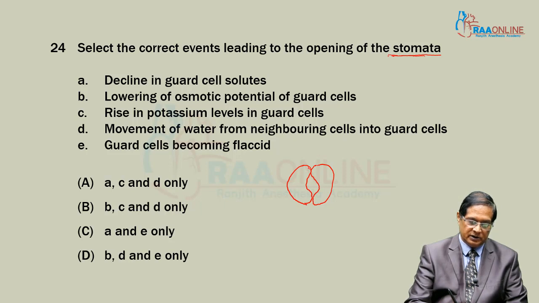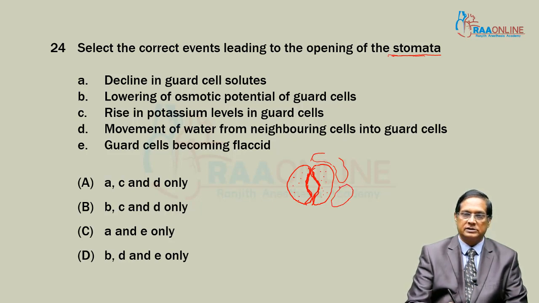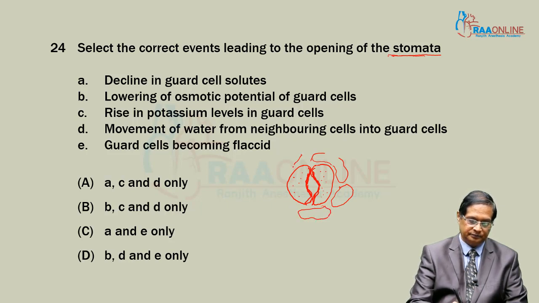The speciality of guard cells: first of all, they are kidney shaped or bean shaped. Second speciality, their inner wall is thick. And third speciality, they contain chloroplast. And around guard cells, subsidiary cells are present. These are subsidiary cells or supporting cells or accessory cells.